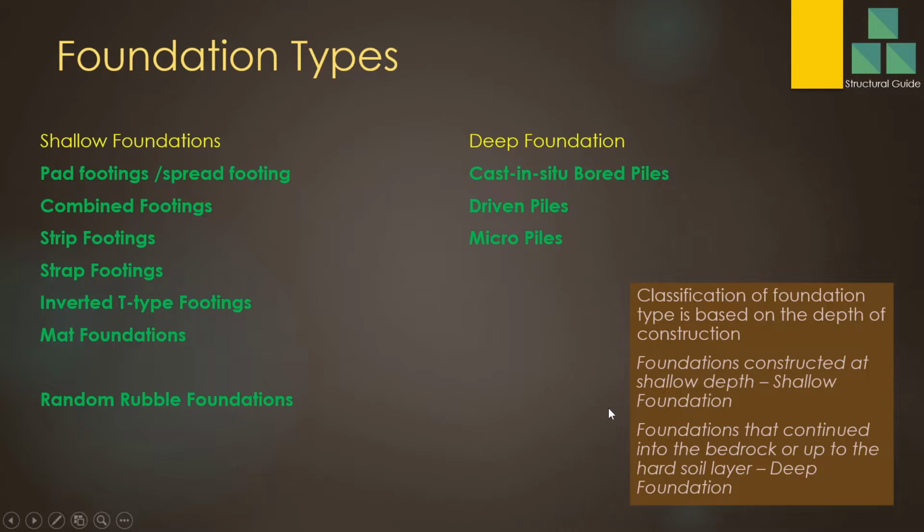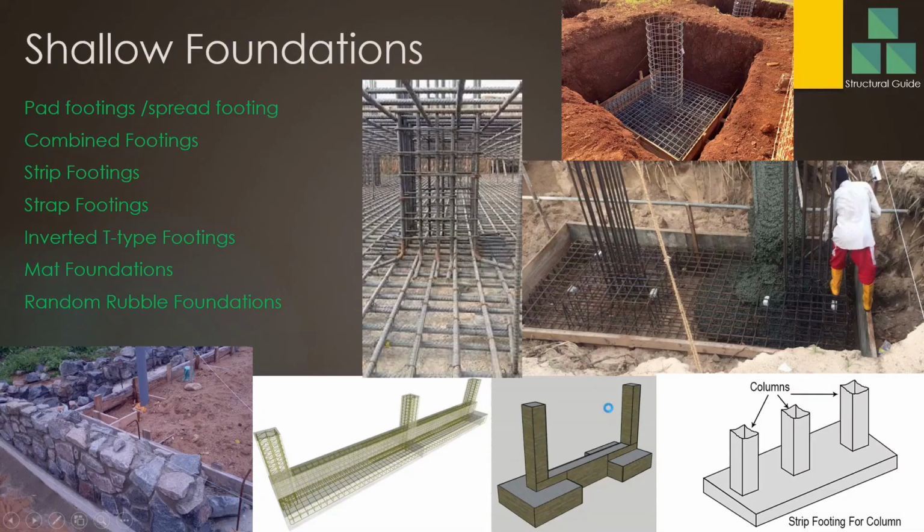Under shallow foundations, we are going to discuss pad foundations, spread footings, combined footings, strip footings, strap footings, inverted T-type footings, mat foundations, and random rubble foundations, which are most commonly used in small scale construction works. Under deep foundations, we are going to discuss cast-in-situ bored piles, driven piles and micropiles. Today we will see what these types of foundations are and what the speciality of each is. Let's start with the shallow foundations.